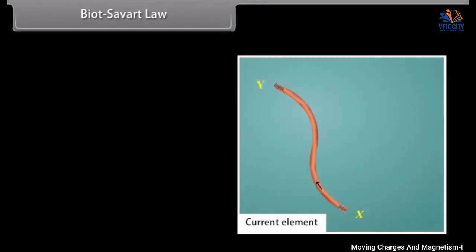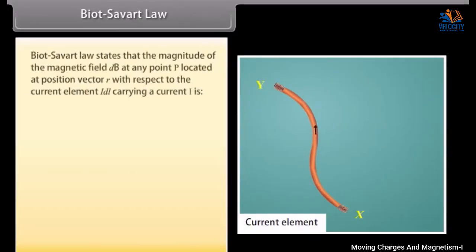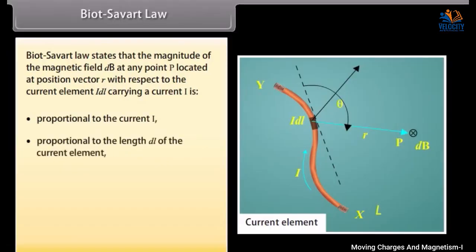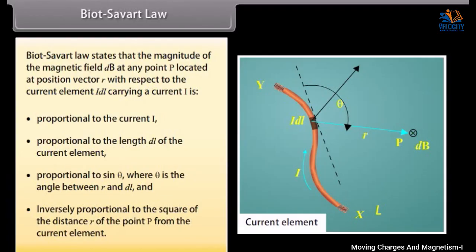Biot-Savart Law. It is a mathematical description of the magnetic field at a point that arises from a current flowing through a current element. Biot-Savart Law states that the magnitude of the magnetic field dB at any point P located at position vector r with respect to the current element IdL carrying a current I is proportional to the current I, proportional to the length dl of the current element, proportional to sine theta, where theta is the angle between r and dl, and inversely proportional to the square of the distance r of the point P from the current element.